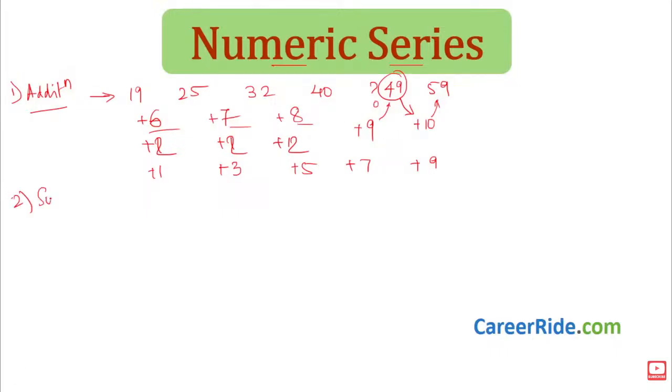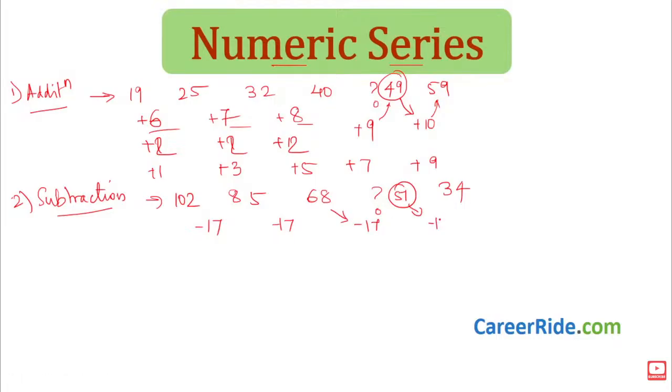Same way you have the subtraction series, okay? In subtraction series, instead of addition, it is subtraction. For example, 102, 85, 68, question mark, 34. What is the difference? 102 minus 85 is 17, 85 minus 68 is 17. So 102 minus 17 is 85, 85 minus 17 is 68. So here also we are subtracting 17. 68 minus 17, you will get 51. Again from here you subtract 17 and you will get 34. So here a constant value has been subtracted, okay?